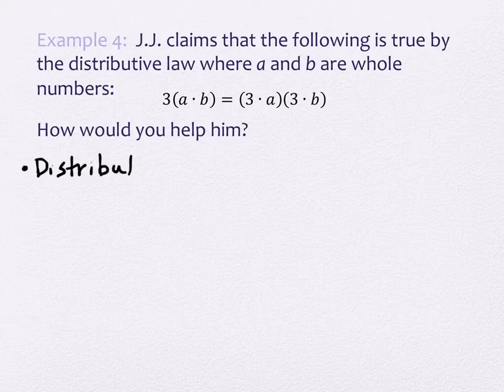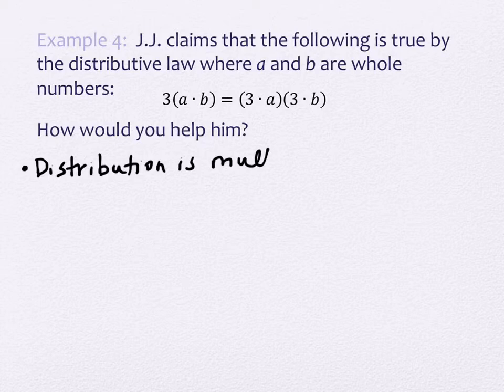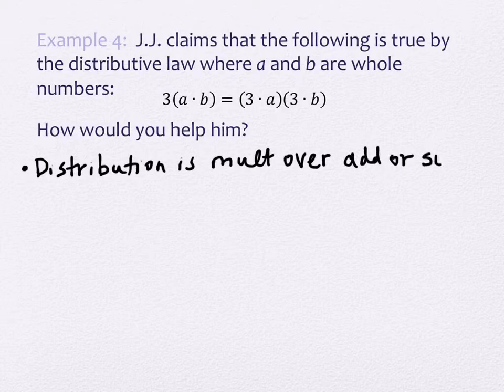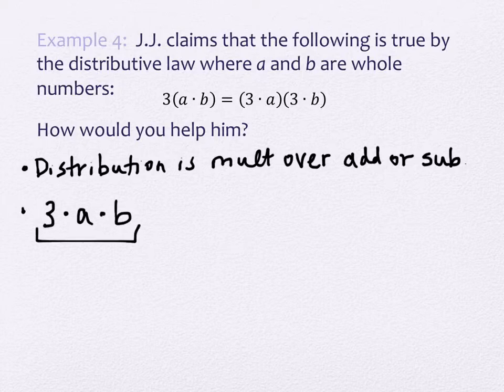So distribution is multiplication over another operation. So another operation being either addition or subtraction. And we don't have addition or subtraction in this problem. But what we do have is we have 3 things that are multiplied. The 3 is multiplied by the A is multiplied by the B. I mean, this is essentially what we have.